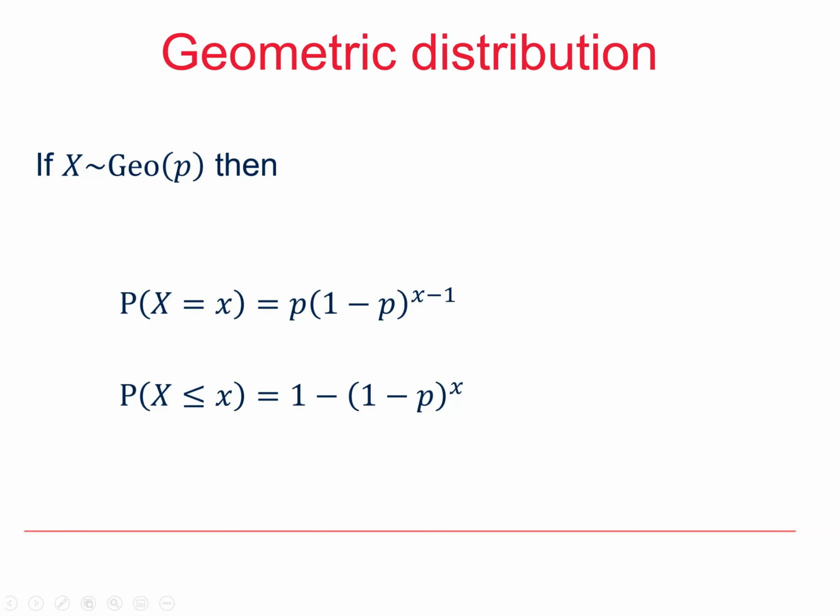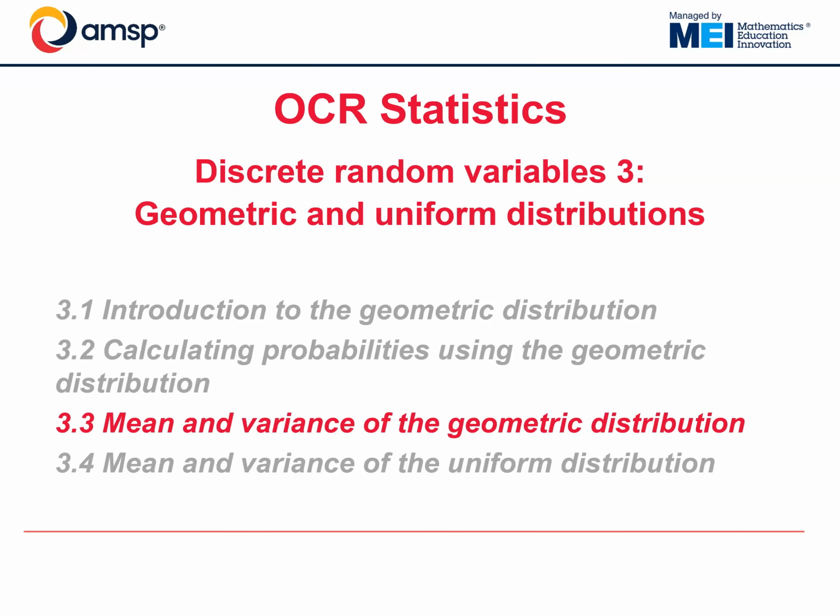In summary then, if x is geometric with parameter p, then the probability that x is equal to x is p multiplied by 1 minus p to the x minus 1, and the probability that x is less than or equal to x is equal to 1 minus (1 minus p) to the x. That's the end of this short video on calculating probabilities using the geometric distribution. The next video looks at the mean and variance of the geometric distribution.